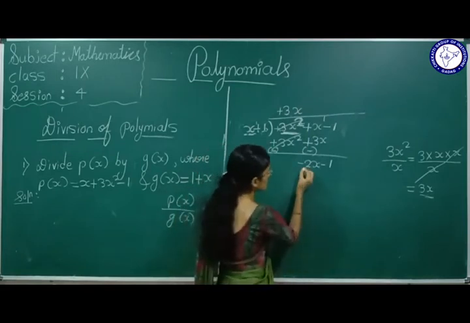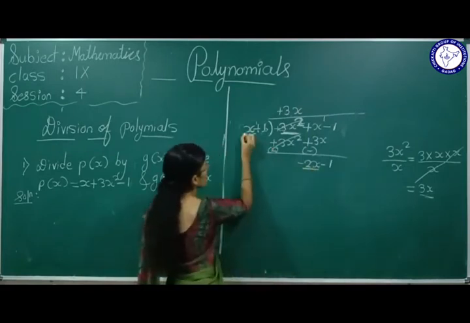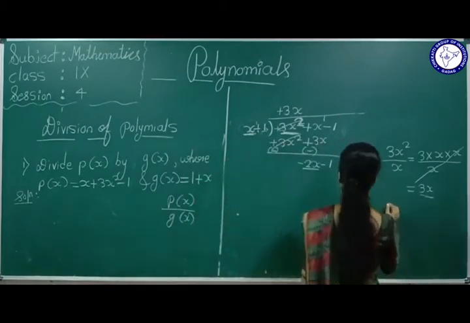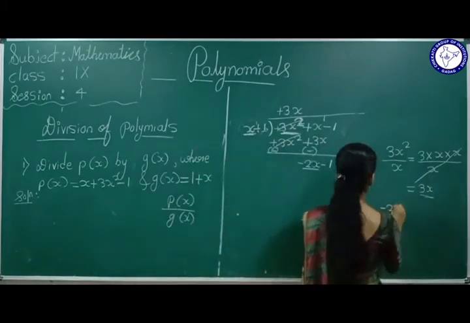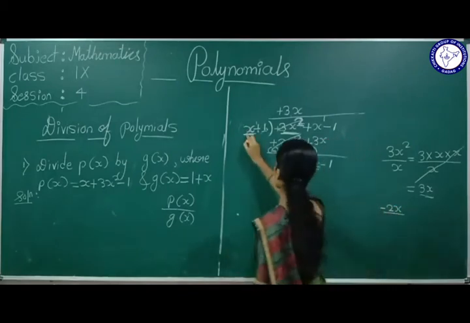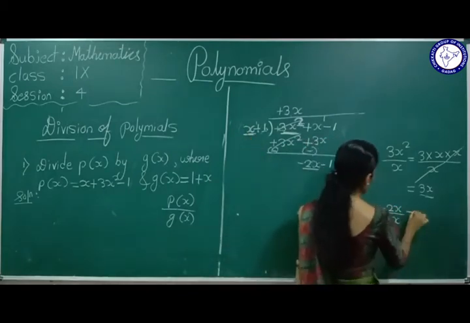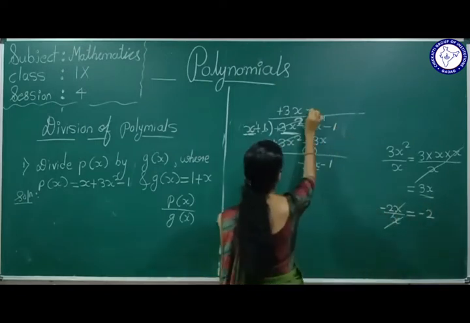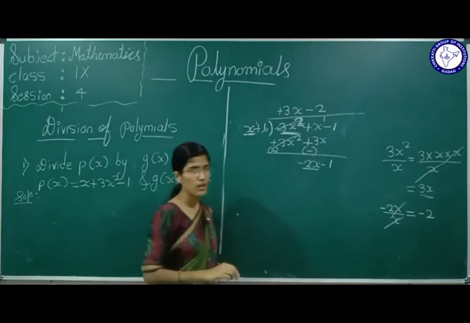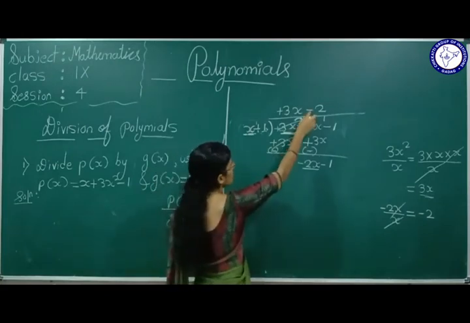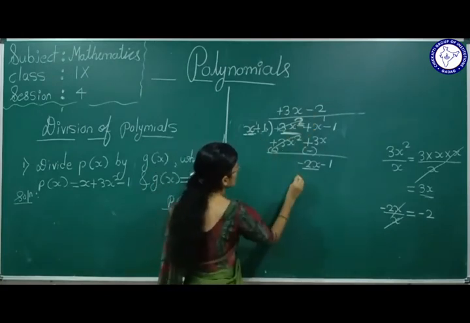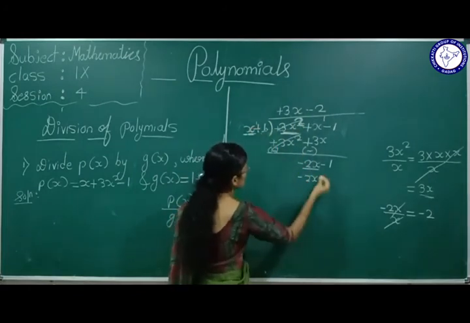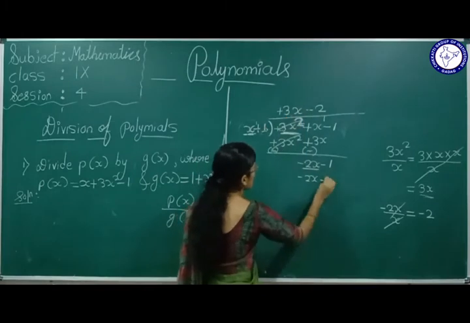Again, divide the first term of the new dividend by the first term of the divisor. What is that? The first term of the dividend is minus 2x, divided by the first term of the divisor, that is x. Now cancel this x. What is remaining? Minus 2. You write here upside minus 2. Again, whatever you write here, multiply this. Minus plus is minus. 2 into x is 2x. Minus plus is minus. 1 2s are 2.